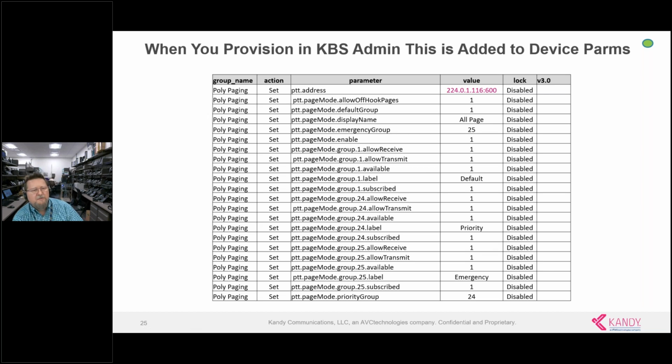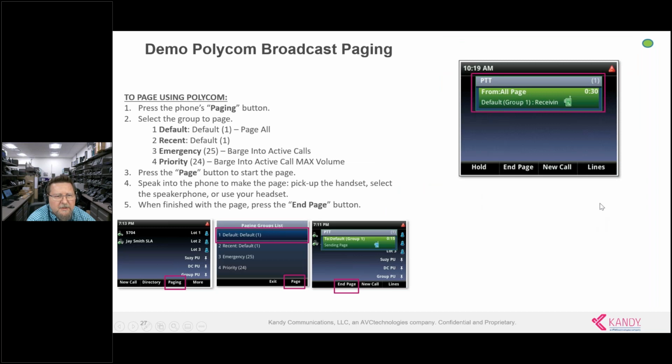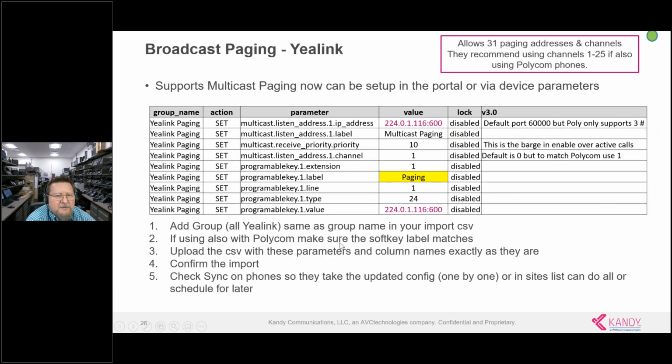This is what it looks like if you were adding the device parameters to configure it for a Polycom. And I won't go through all of these, but we have examples for this if you wanted to do it via device parameters and not within the admin portal. This is the Yealink as well. As you see, it allows up to 31 channels. So yeah, and there's the note. If you want to mix with Poly, you want to stay between channels 1 and 25, and that would be the same with any vendor's phones if you were going to mix.